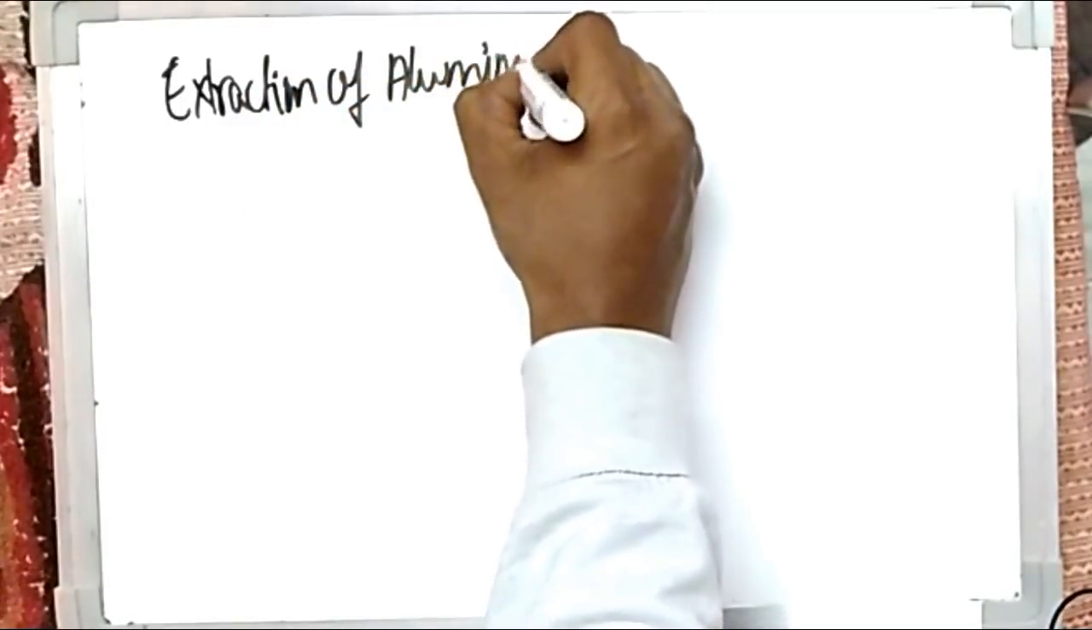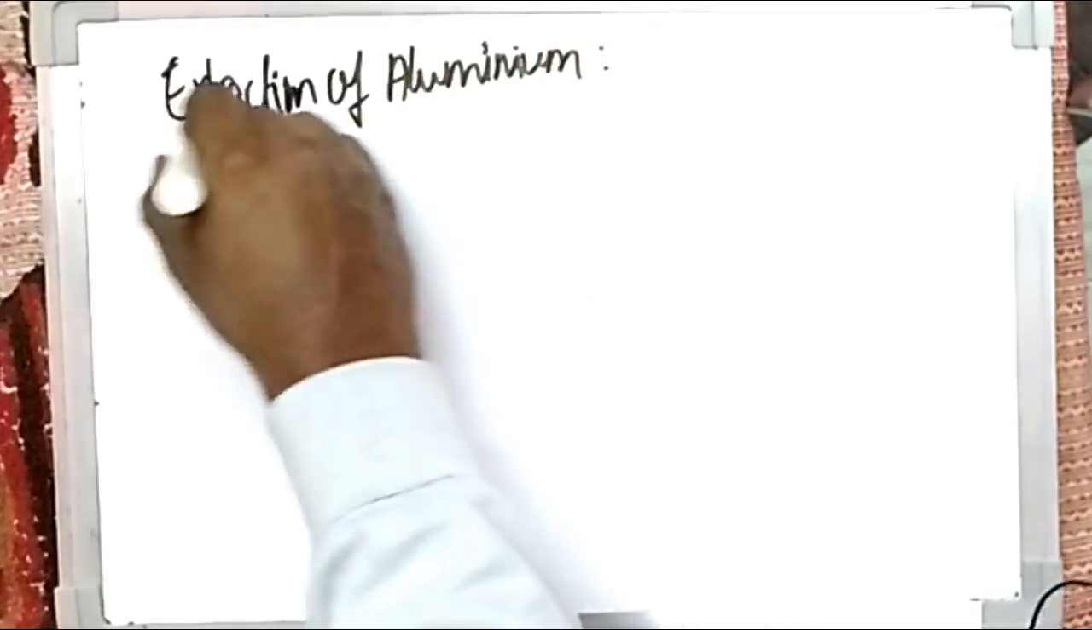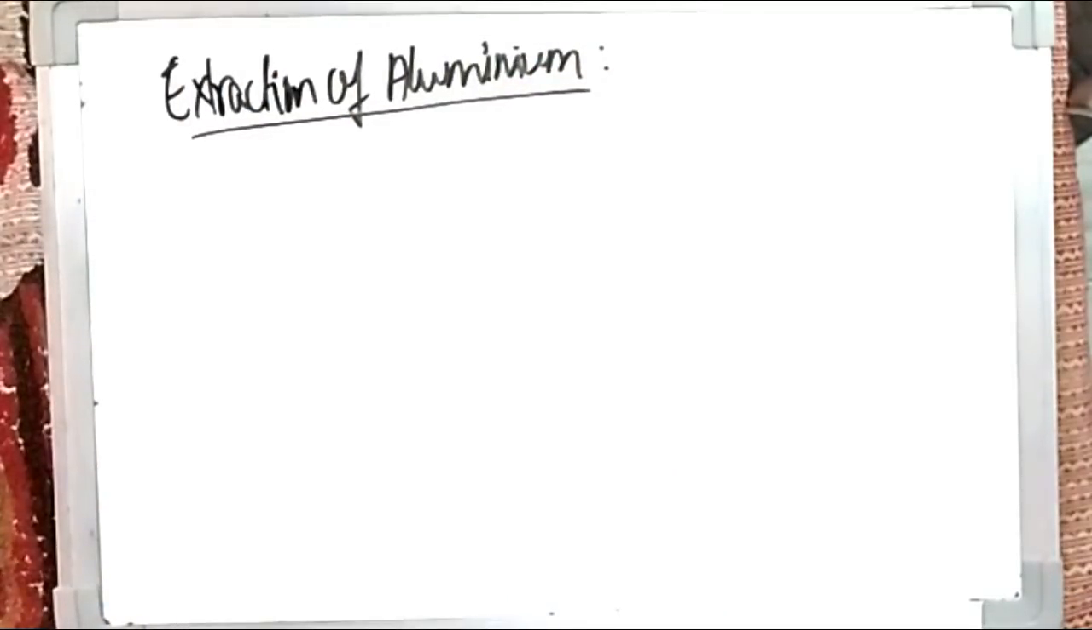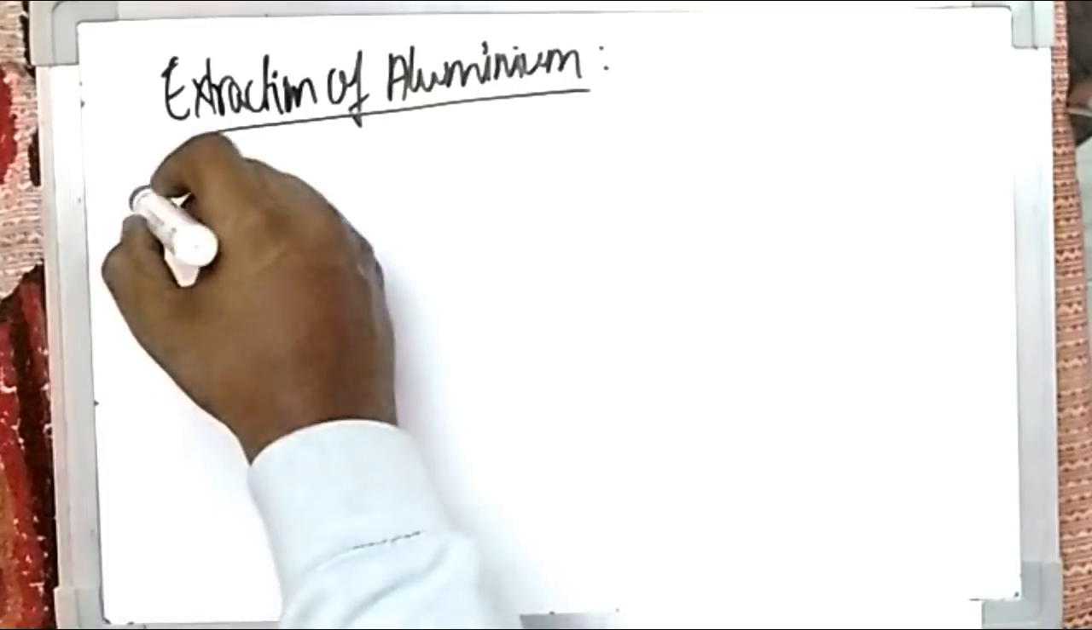In the previous video I started about the different extractions. We have finished extraction of magnesium, and in this video we'll deal with the extraction of aluminium. Basically, we'll see what the different ores of this are.